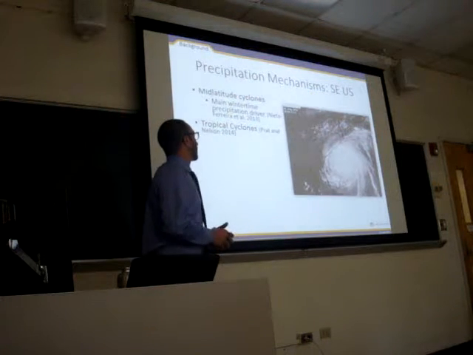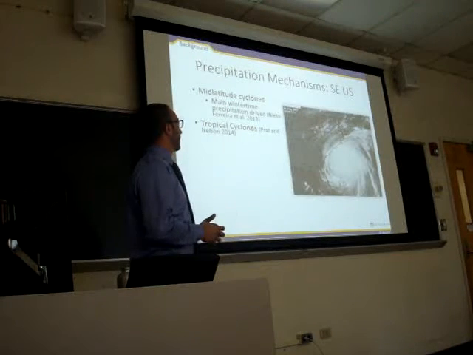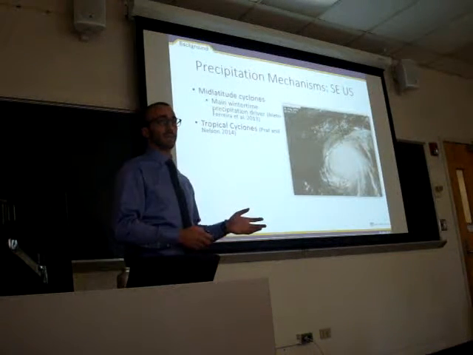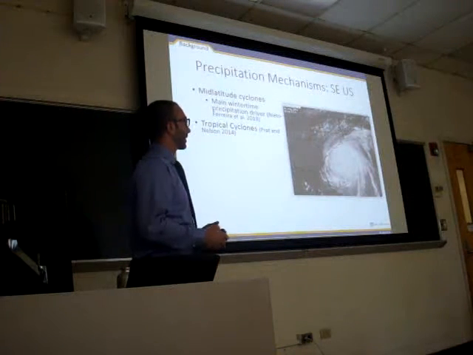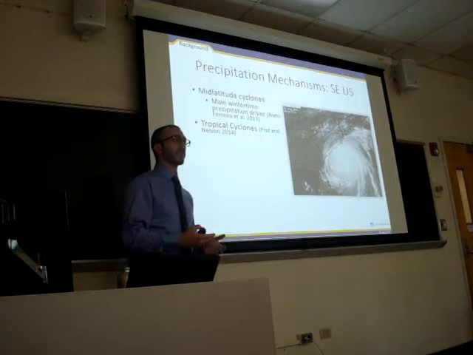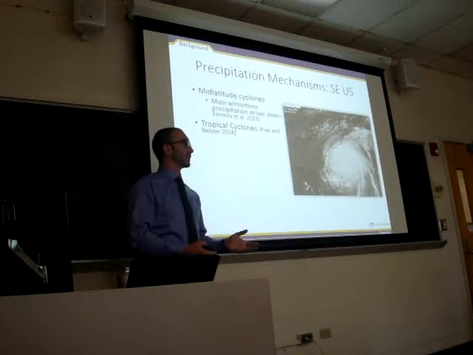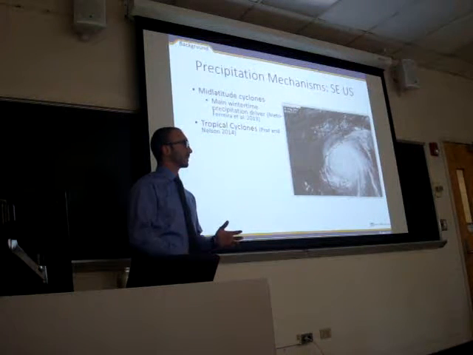Another big player in precipitation, especially for coastal states, are tropical cyclones. Dr. Pratt and Dr. Nelson found that these can actually contribute anywhere from 8 to 20% of precipitation to a region, depending on how close it is to the coast.